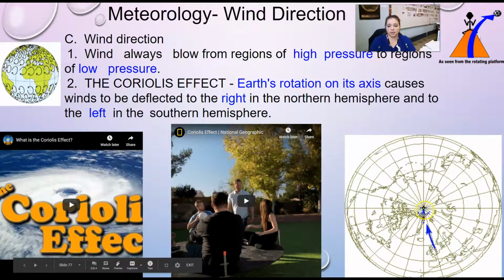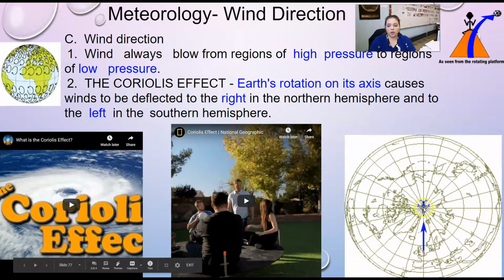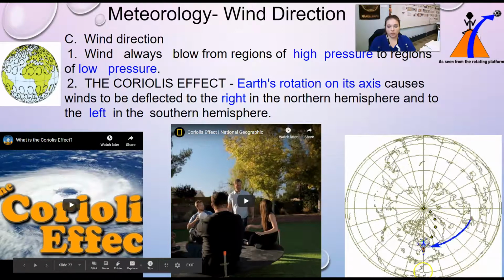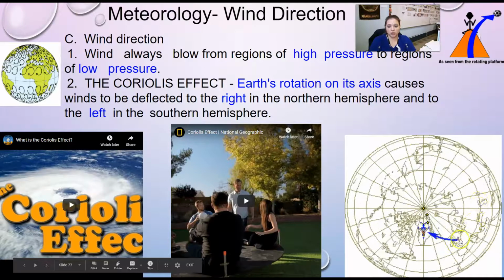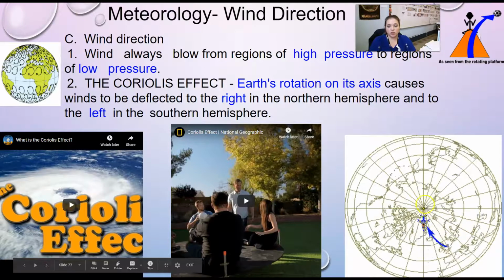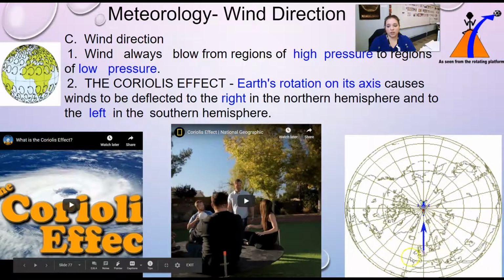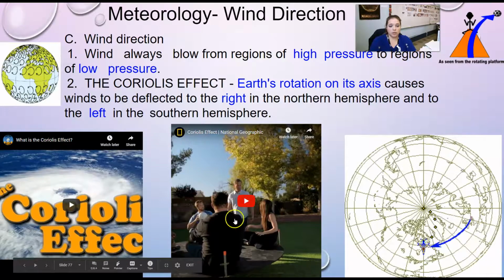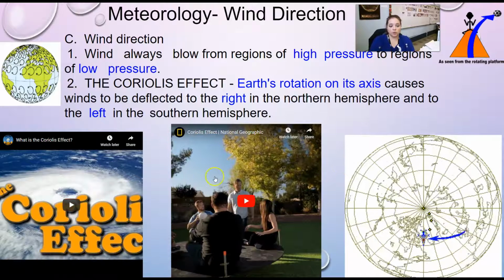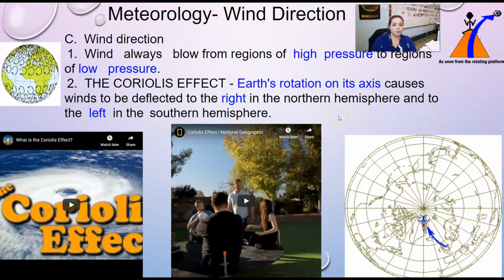And so we're looking at this in the northern hemisphere. This plane is flying straight, but because the Earth is turning, it looks like the path is curved, which you will see in this. So I want you to watch both of these. I will attach them like I said.